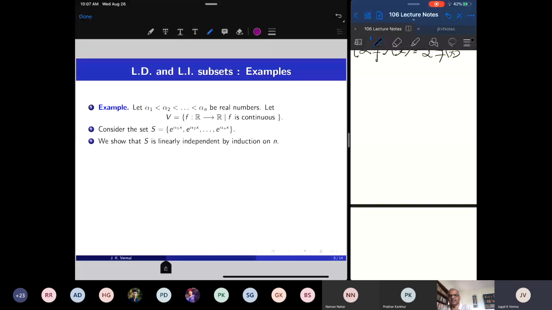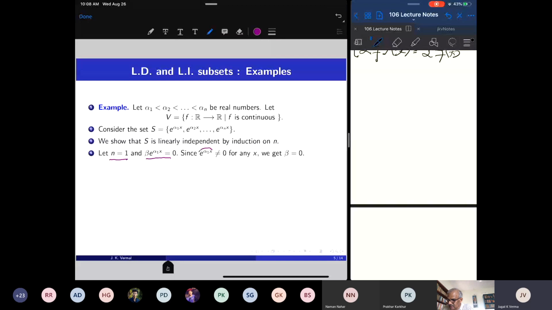So to show that these are linearly independent, I must show that no non-trivial linear combination of them produces the zero function. So take a linear combination, but we will apply induction. So take n equal to 1. When we have n equal to 1, I have e^(α1 x), and suppose that β times e^(α1 x) equals 0.